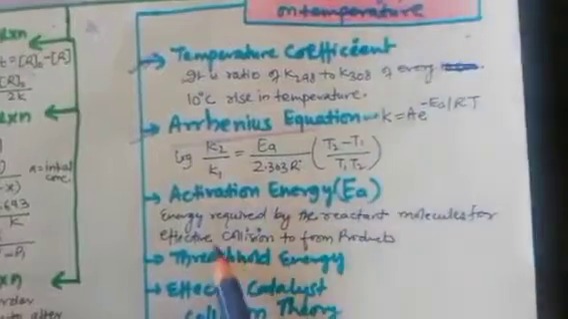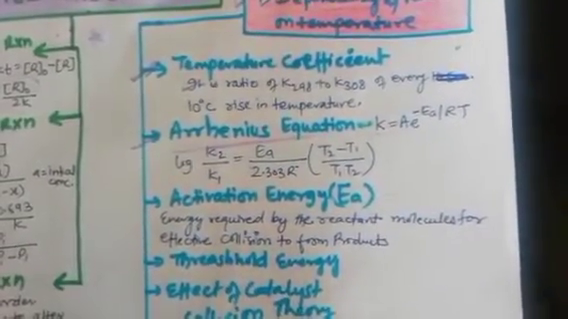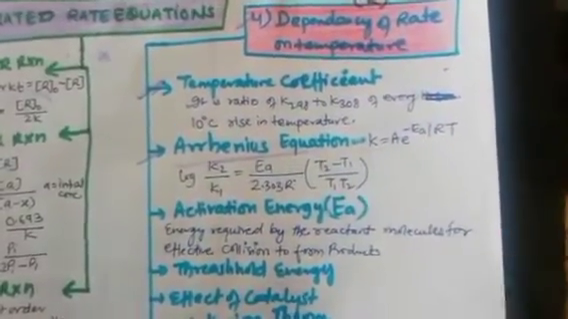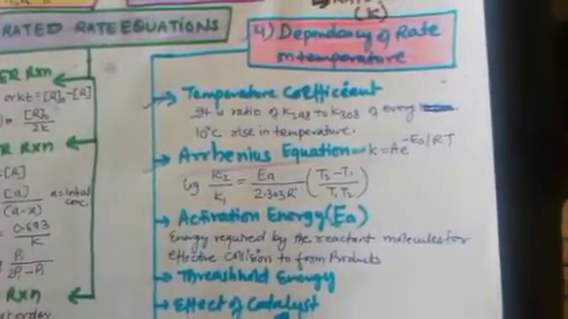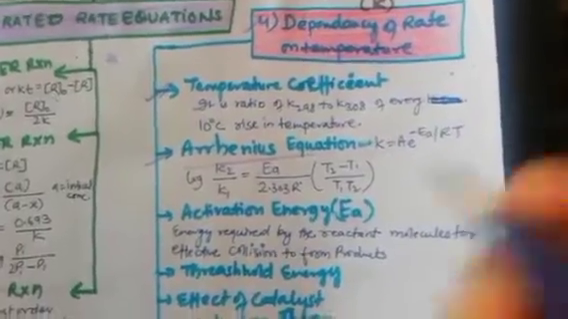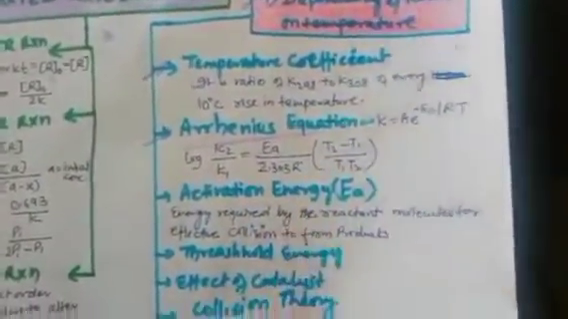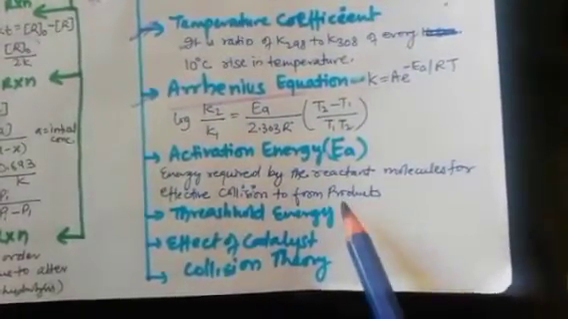Then activation energy: it is the energy required by reactant molecules for effective collision to form product. Basically, how the reactant is converting into product: because the reactants are colliding with each other, striking each other, mixing with each other and forming a larger compound. So how much energy is required to collide? That is called activation energy. Threshold energy is the minimum energy required to start any kind of reaction.